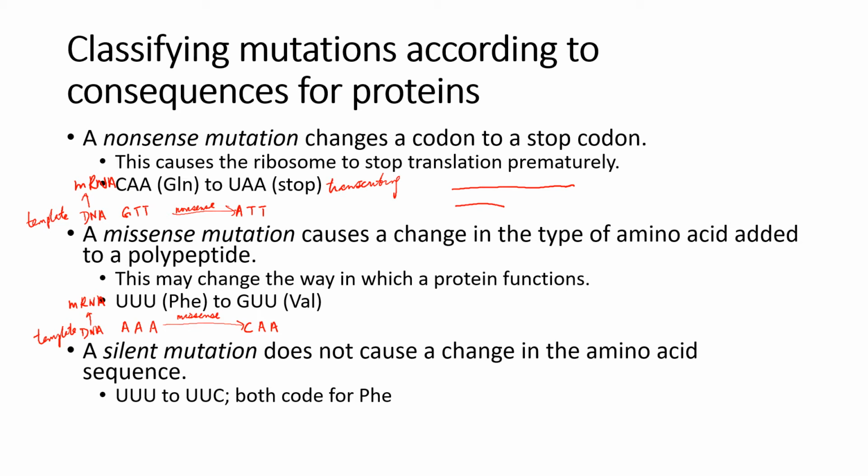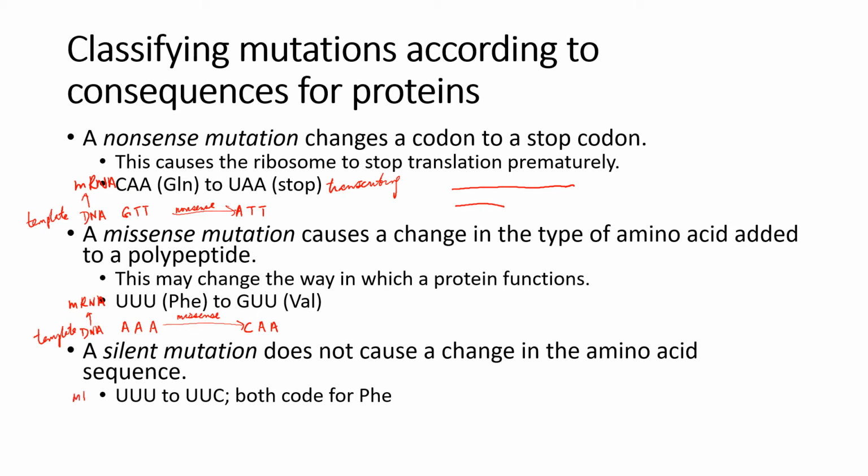Best case scenario, though, is a silent mutation. And we looked at a specific example where I demonstrated that the redundant numbers of codons coding for a limited number of amino acids allows for mutations' effects to be mitigated to some degree. Silenced, in other words.